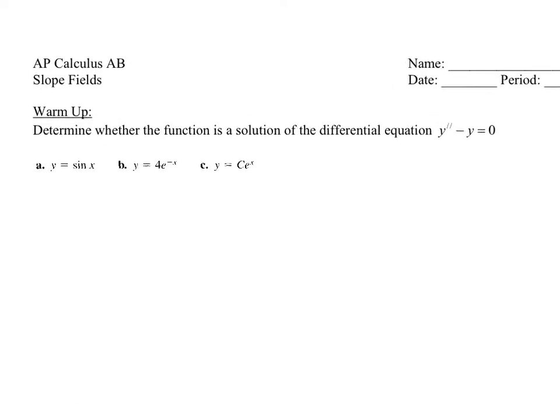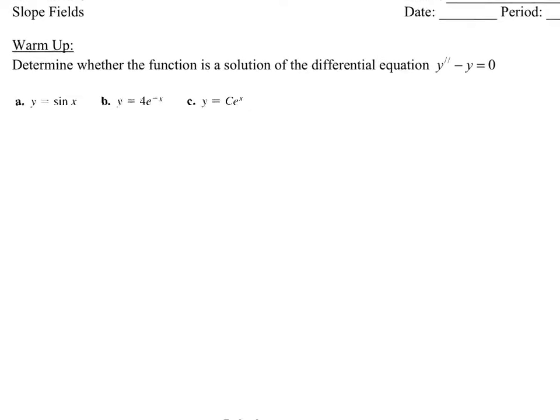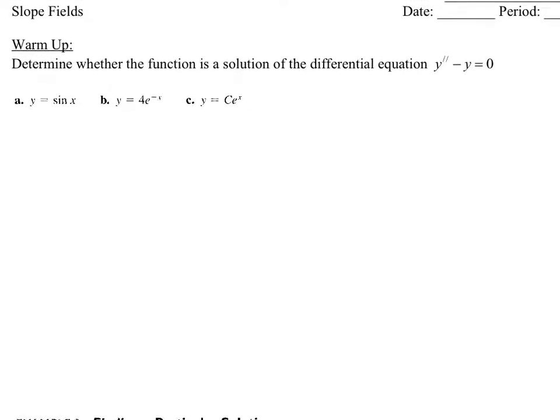So, as we're getting ready to look at some slope fields, let's look at the differential equations, because those are obviously related. But let's determine whether each of these functions is a solution of the differential equation y double prime minus y equals 0. Now, how am I going to tell if it's a solution?